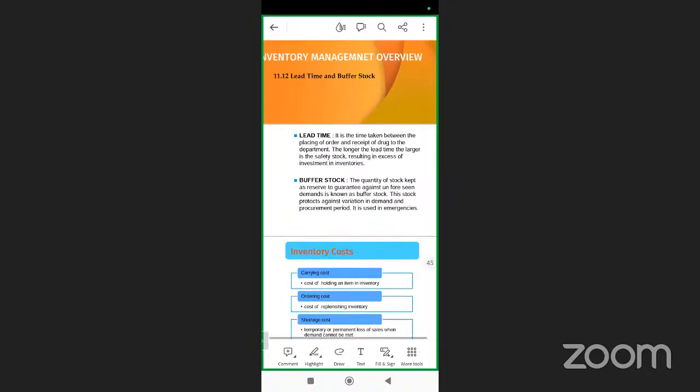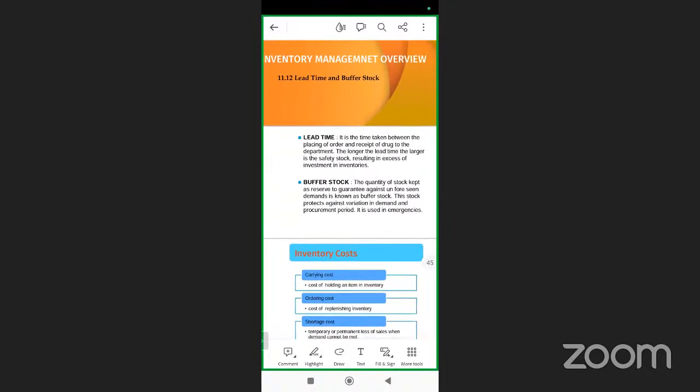Now, other important topics are lead time and buffer stock. What is lead time? It is the time taken between the placing of an order and receipt of the item at the department. The longer the lead time, the larger the safety stock. This is lead time, the time between the order and the delivery. If I place an order, in how much time will the product be delivered?